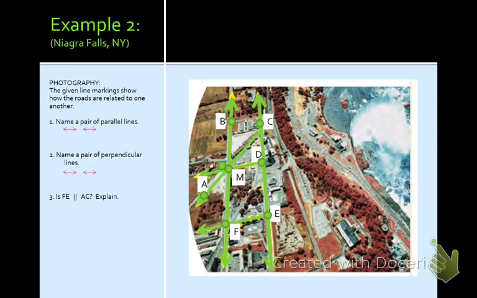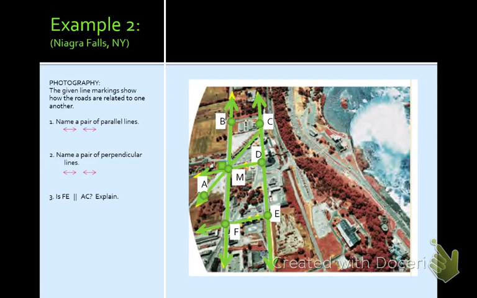Another example for you here. The given line markings show how the roads are related to one another. You can't quite see the lines marked as well in your picture, but here they are. So if you want to make them a different color or mark them in to help you, it would not be a bad idea. Number one, name a pair of parallel lines. Can you find some parallel lines? Then find a pair of perpendicular lines. And then decide if line FE and line AC are parallel. I'll give you a couple seconds, see what you come up with here, and then we'll discuss.